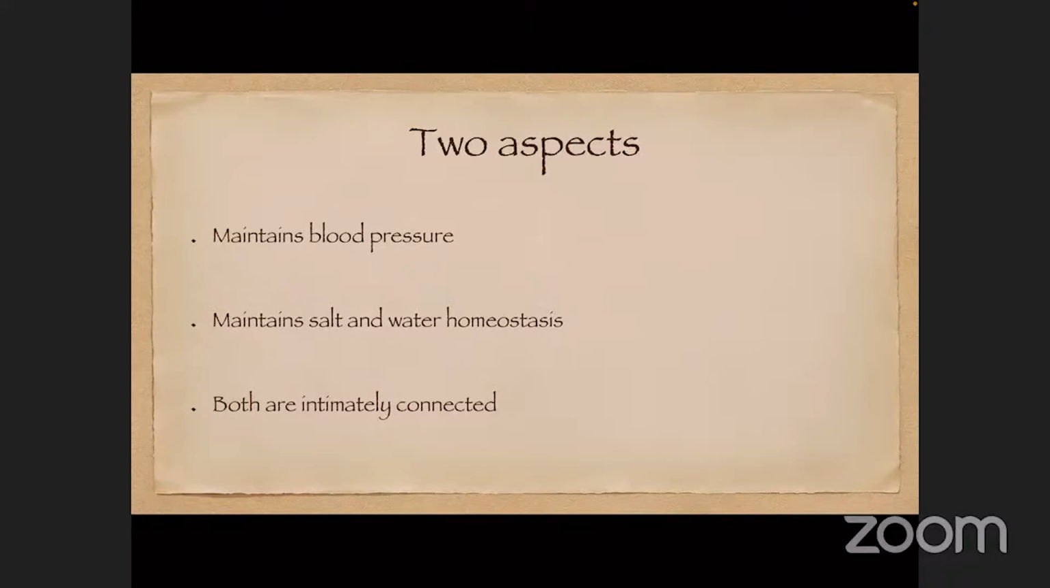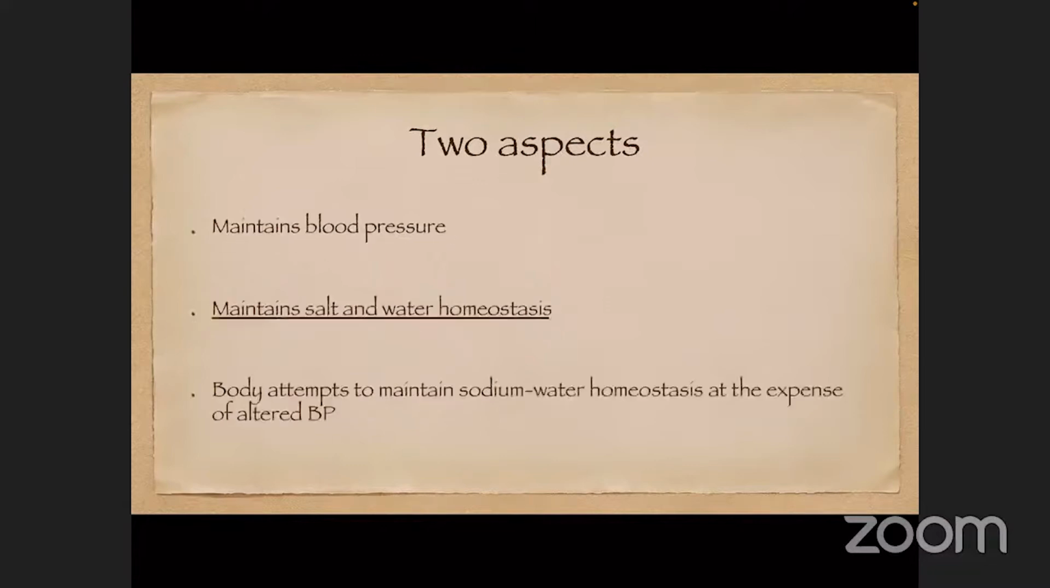So very often these two work hand in hand, they work together. However, if the body has to decide, at the expense of which one will it give more importance? So if that happens, then maintaining salt and water homeostasis becomes more important than maintaining blood pressure, because there are conditions where the body maintains normal sodium balance at the expense of having a higher blood pressure. Most of the time, you will not really require this if your renal function is absolutely normal.